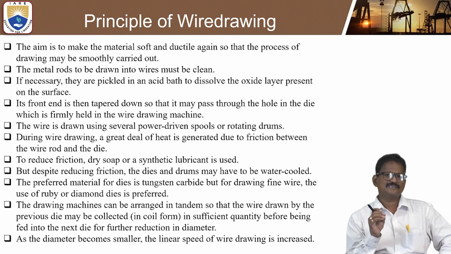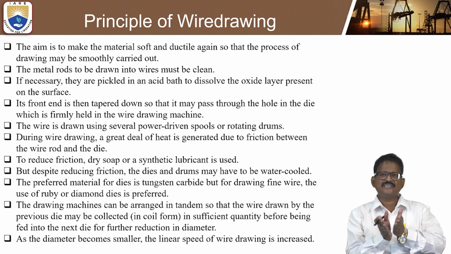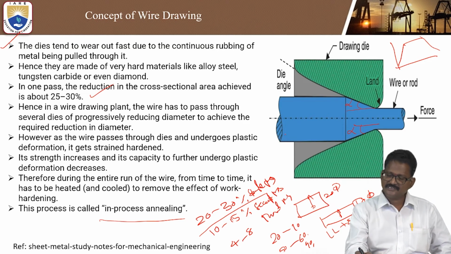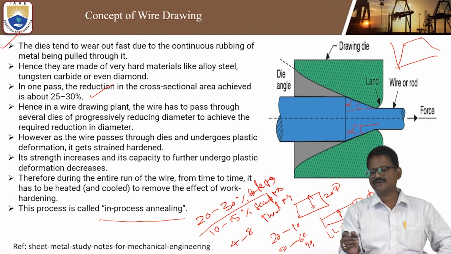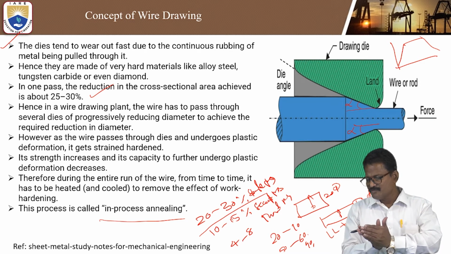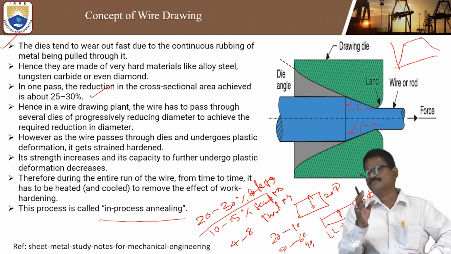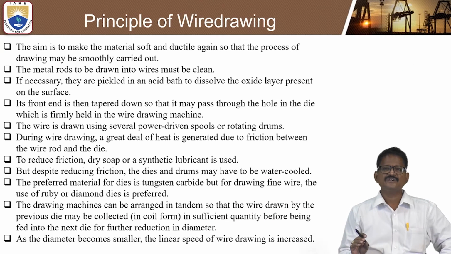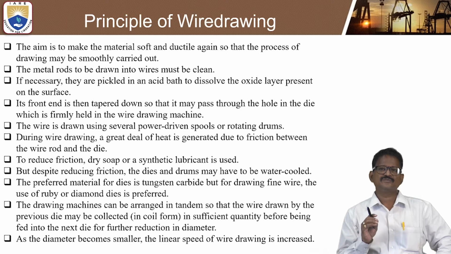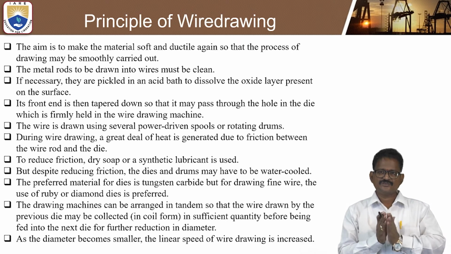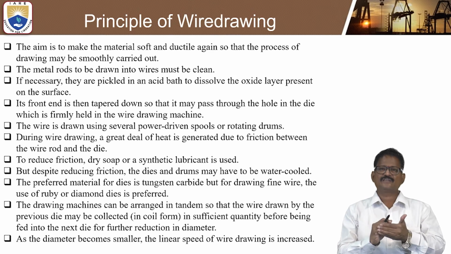One more interesting point is that during wire drawing a great deal of heat is generated due to friction between the wire rod and the die. Even though the material is not heated, the wire or rod cannot be heated, but while the workpiece enters through a small opening die, some heat can be generated by the rubbing action. With continuous rubbing, heat is generated. That is why you need some cooling technique in order to have a smooth finishing of the application. So due to friction, heat is generated between the wire rod and the die.